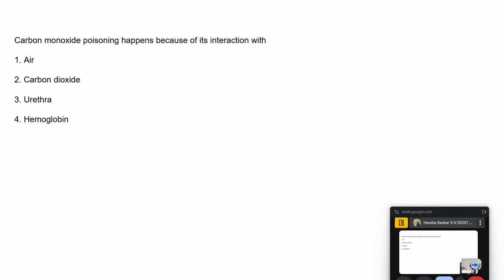So what has the higher affinity for carbon monoxide? Some component in blood has higher affinity for carbon monoxide. What is that component? At 7:20 we'll discuss the answer. Till then you can try figuring out the correct answer. So correct answer is definitely hemoglobin, right? Hemoglobin has the highest affinity for carbon monoxide.